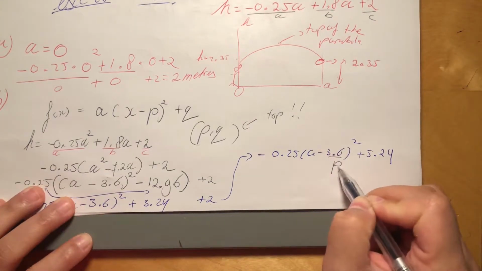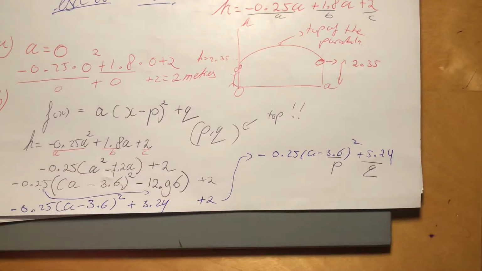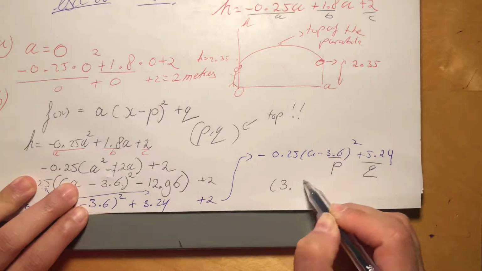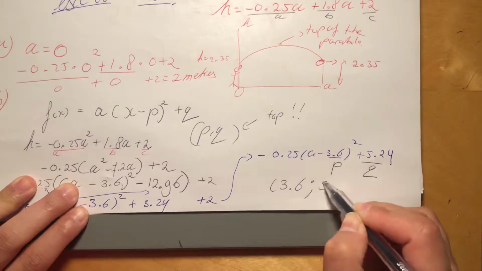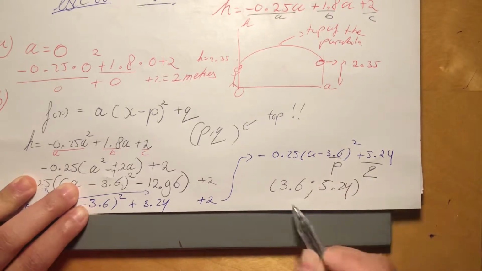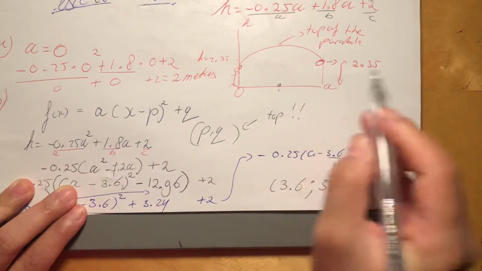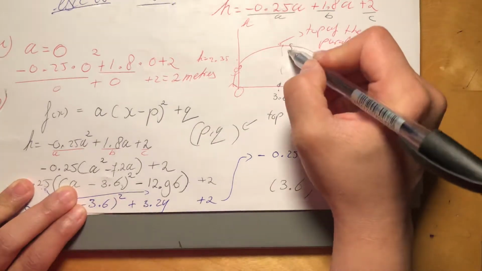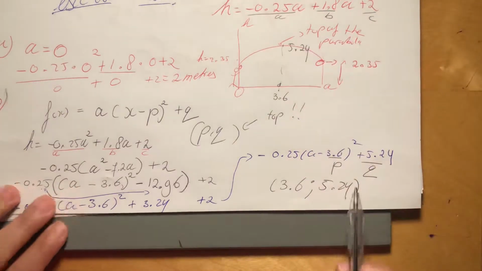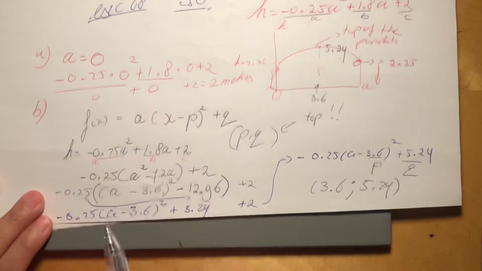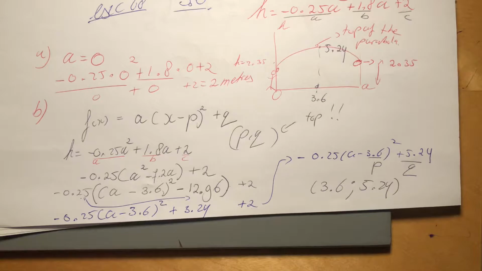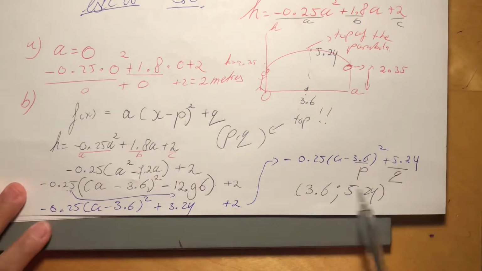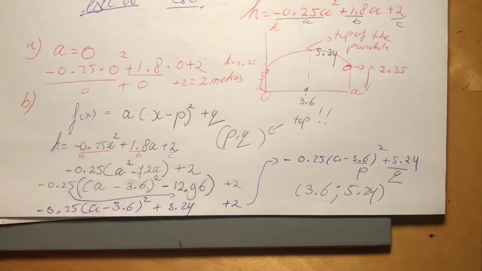This is the P, this is the Q. So the top of the parabola will be at 3.6, 5.24. So how does that look? Over here is 3.6 and the top is at 5.24. Now, this is a very difficult set of steps with algebra, but really important. So the ball reaches a height of 5.24 meters.